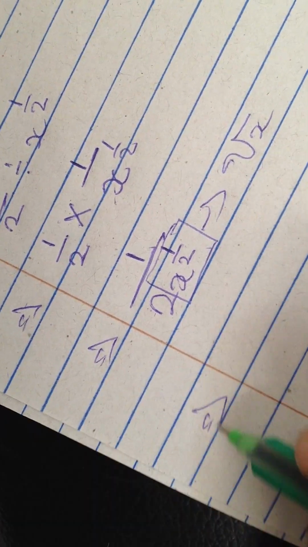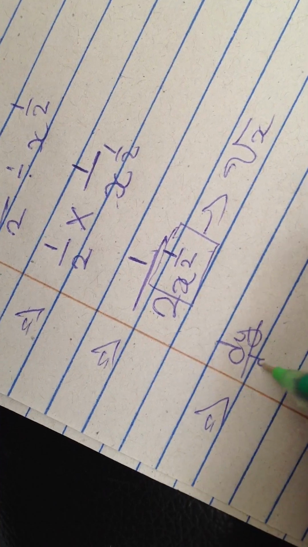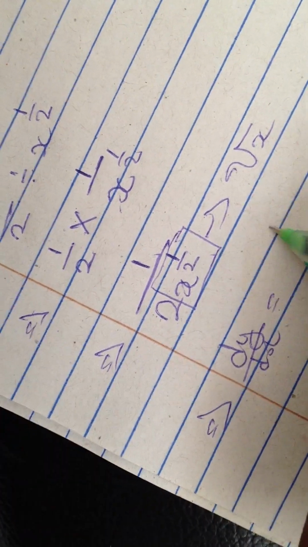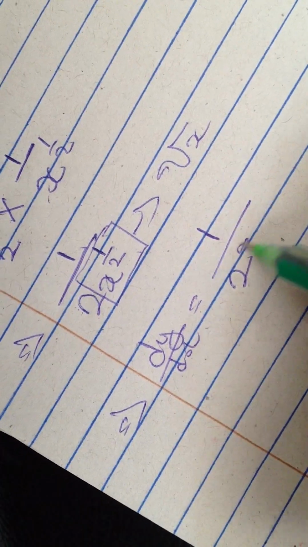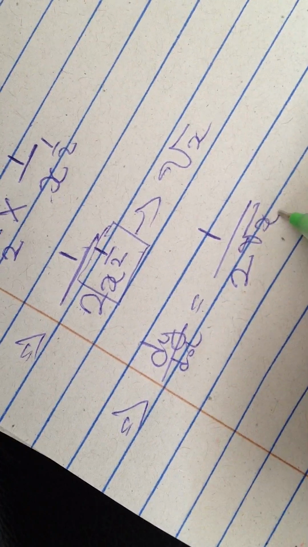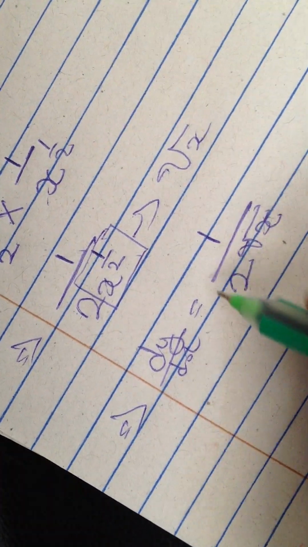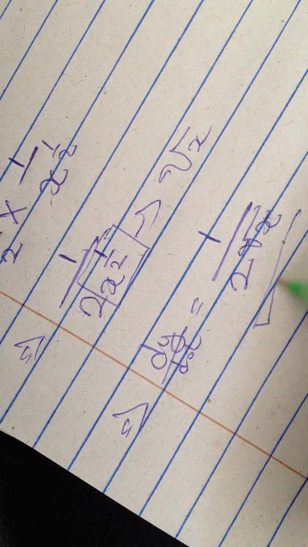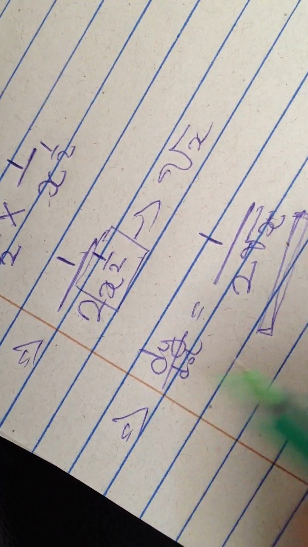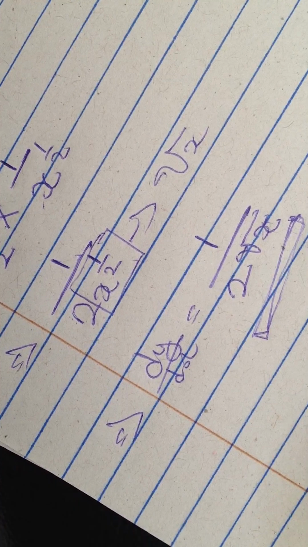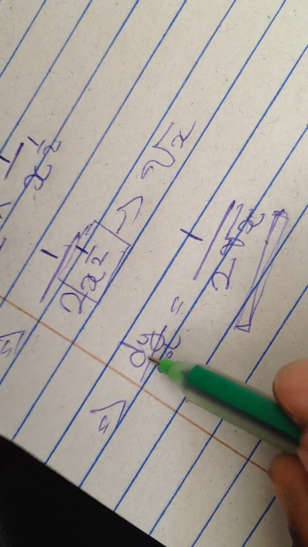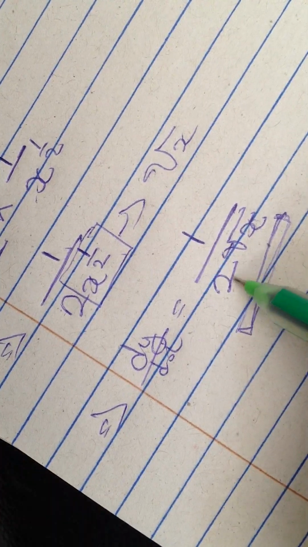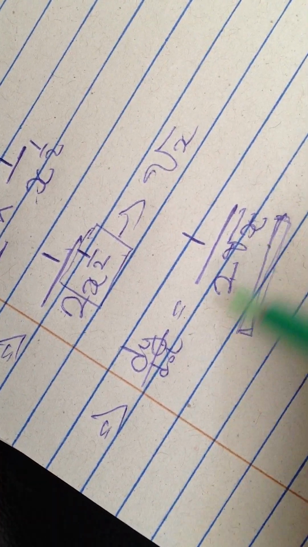So your final answer, you have dy/dx here is equal to 1 over 2 the square root of x. This becomes your final answer. So if you check your previous video, you're going to find that this was the answer that we calculated as well. So dy/dx is equal to 1 over 2 the square root of x.